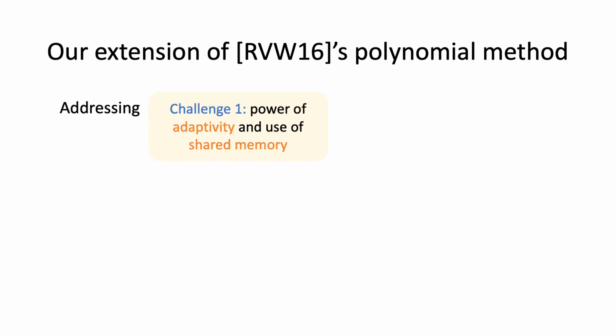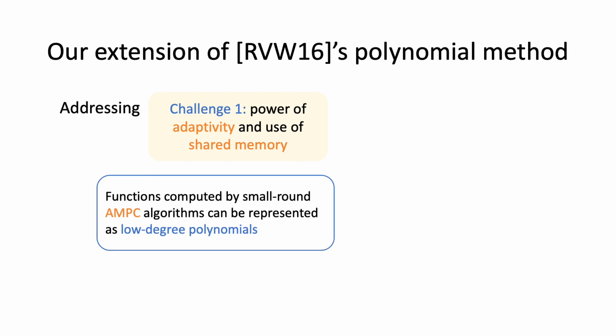Let me first mention how we address the challenges posed by the power of adaptivity and the use of shared memory. For this, we can show something similar to RVW's, namely, functions that are computed by small round AMPC algorithms can be represented as low-degree polynomials. To show this, we use polynomial representations to characterize the new features of the AMPC model.